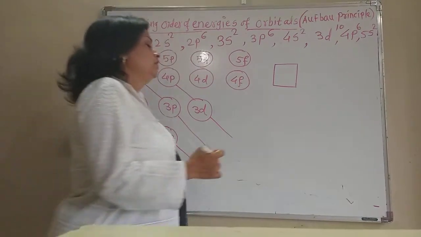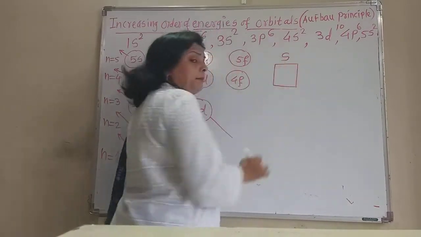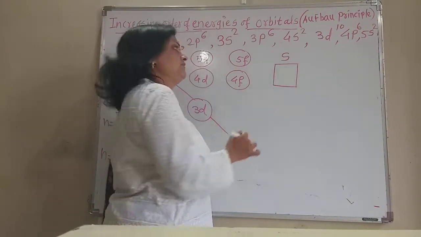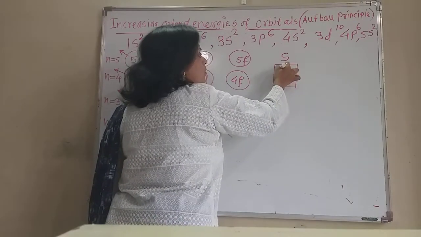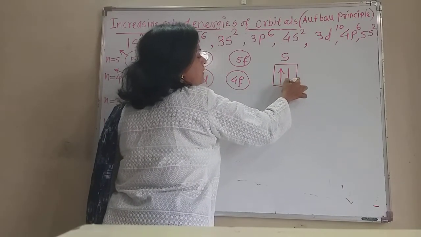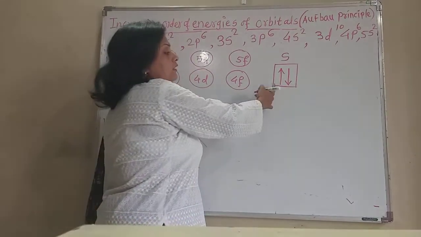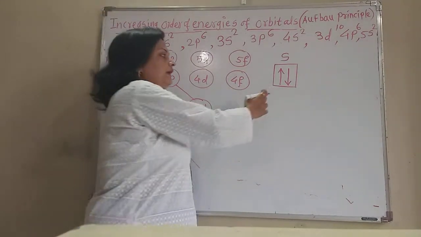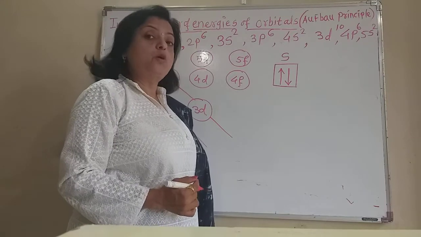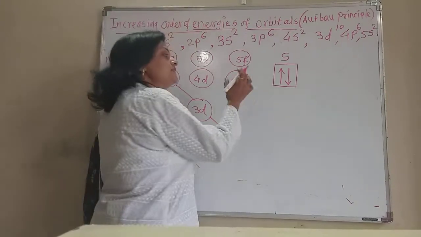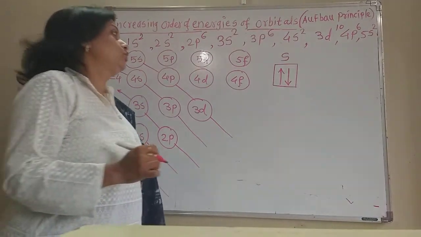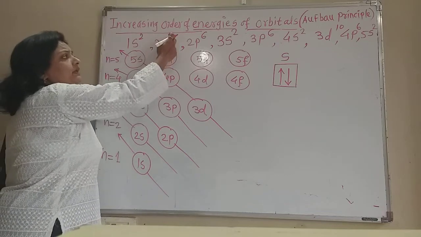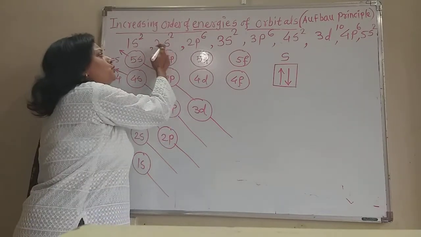Now suppose this is any s orbital. The s orbital may be 1s, 2s, 3s, 4s in this way, and it does not split again into other orbitals. It accommodates only 2 electrons. They are shown by arrows: the upward arrow shows the plus half value and the downward arrow shows the minus half value of the spin quantum number. This s orbital accommodates only 2 electrons, so I write here 1s2. In the 2s orbital there are also 2 electrons, so 2s2.